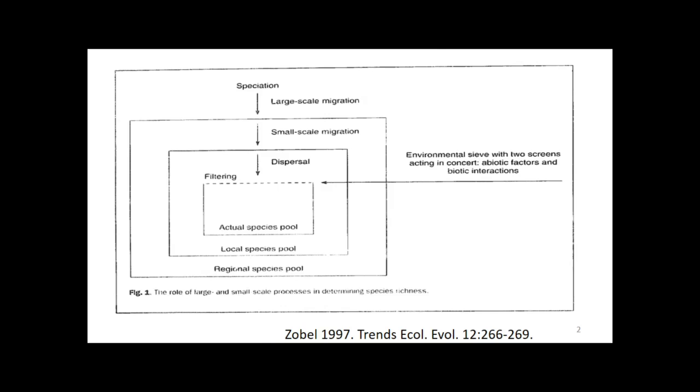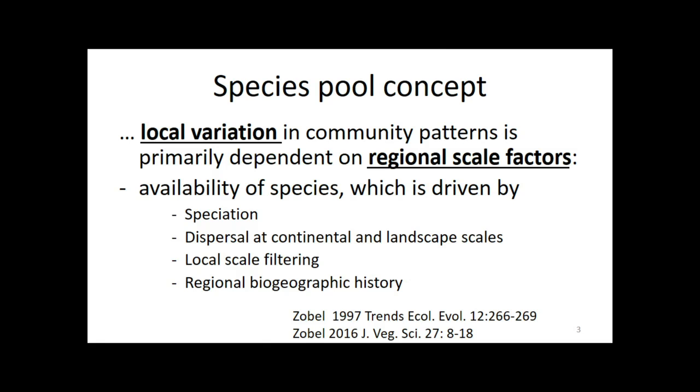Any species locally present can be present if they have evolved for these conditions. And then of course they need to migrate and disperse, large scale and small scale dispersal. And at any locality they are going to face filtering, abiotic filtering and biotic filtering, so they need to survive the conditions that they are going to experience. So that's their theory. That's just to summarize this theory. So in brief, the species pool concept is saying that the local variation in diversity of organisms is going to be determined more by regional scale factors.